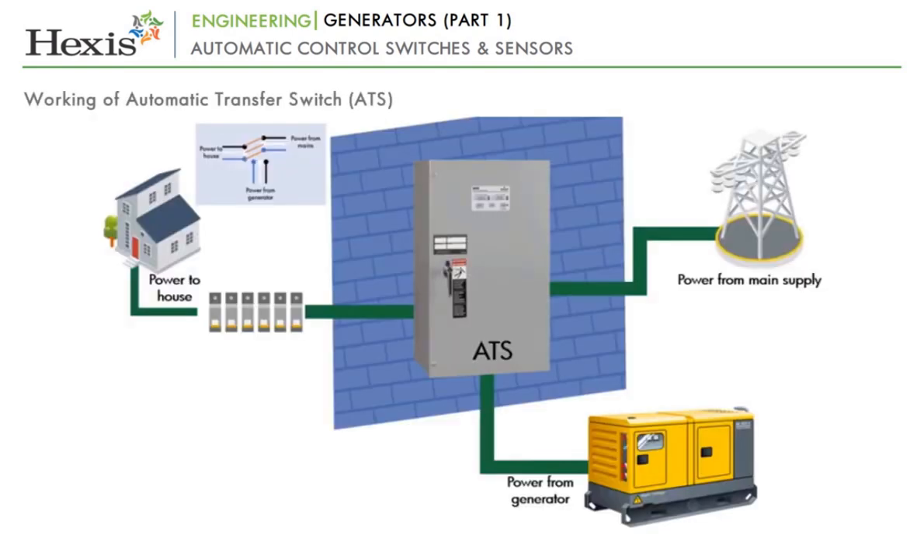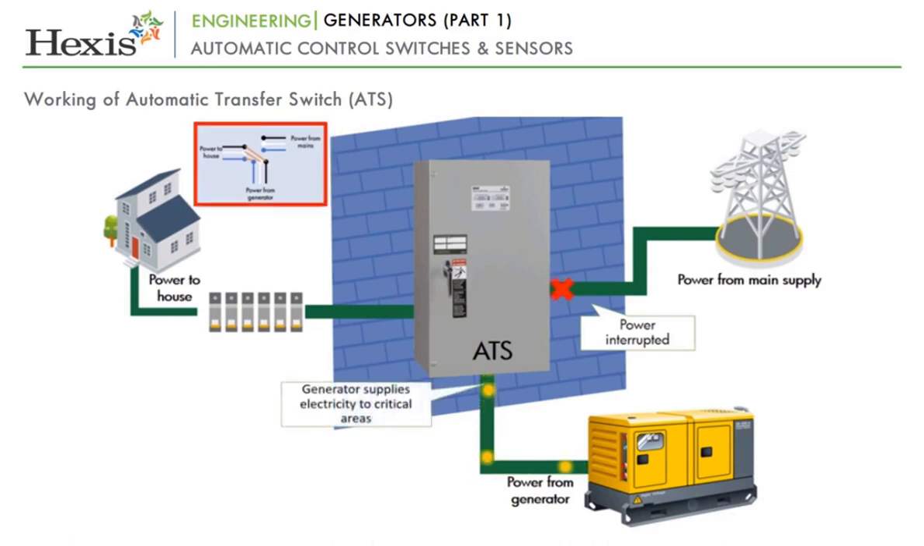Let us understand how an ATS works. It continuously monitors the incoming voltage from the main utility line. When the utility power is interrupted, the ATS immediately senses the problem and signals the generator to start. When the generator starts running at an optimum speed, the ATS safely shuts down the utility line and simultaneously opens the generator power line from the generator.